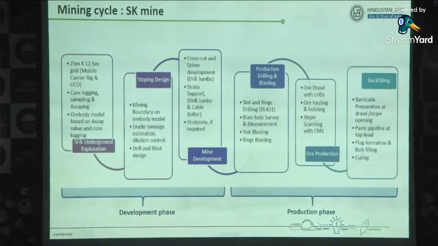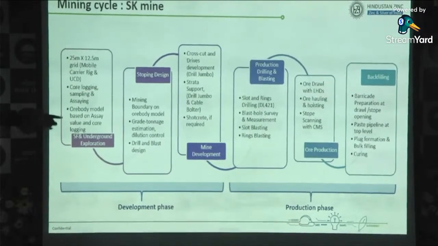So the mining cycle of SK mine, we can divide our whole mining cycle into these six processes. First is the development phase, where the mine planning process is 70% of our mine planning process. Then the production phase. In the development phase, again we can see three processes are there.